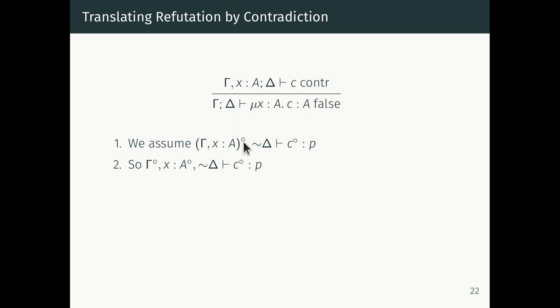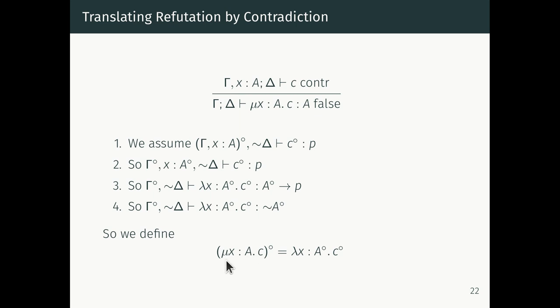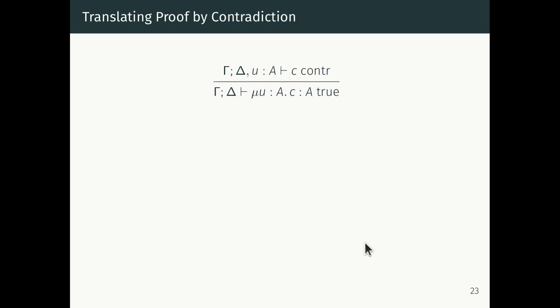And so by the definition of this context translation, we have gamma circle, x colon A translated, paired with not delta, and we know that C circle will have the type P, just by the assumption that this translation works on smaller terms. So if we've got that, then by the lambda introduction rule, we know that lambda x dot C translated has the type A translated arrow P, and that's a quasi-negation. And that's actually the type we wanted for A false. Okay, and so we can simply define the translation of this refutation by contradiction as just a function in intuitionistic logic. And a similar argument works for proof by contradiction.